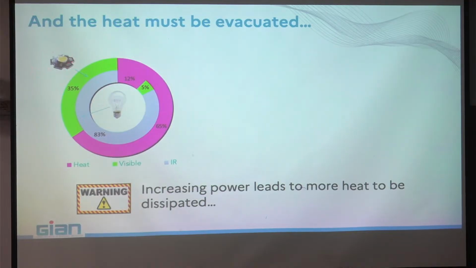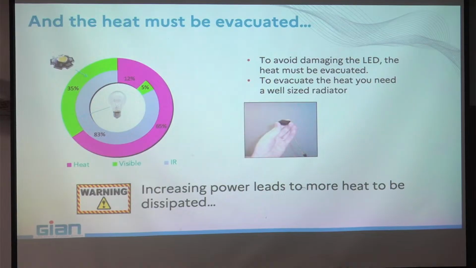In LEDs, if I take a good white LED, 35% is light, and the remaining 65% is heat. 1 watt, 650 milliwatts thermal to evacuate. Now, if you have 10 LEDs, you have 6 point something watt to evacuate. Okay? And to evacuate heat, of course, you can use a radiator. If you have 1 watt, this radiator is okay, but if you want to illuminate a street with 50 or 100 watt installed LED power, you will need that as radiator.